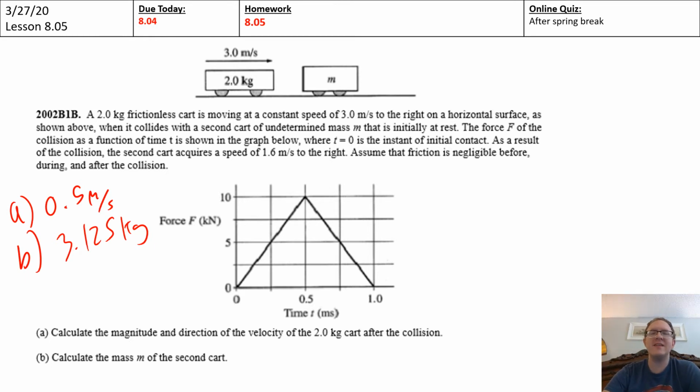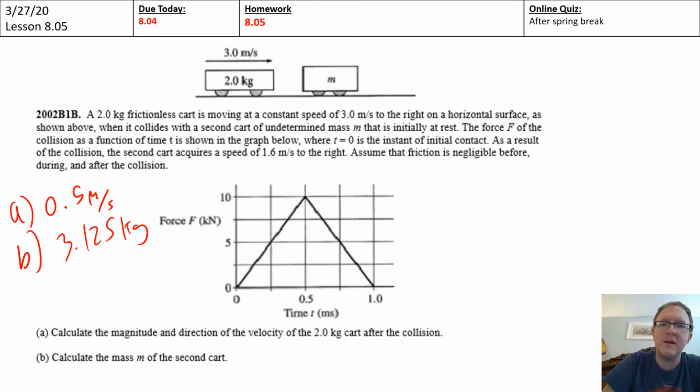And it's a classic AP test question. It's got a paragraph and a graph that you have to deal with. They tell you some information in the paragraph about how fast the carts are moving before and after, and then they give you a graph that shows the force over time of the collision itself. And they ask you to calculate how fast the 2 kilogram car is moving.